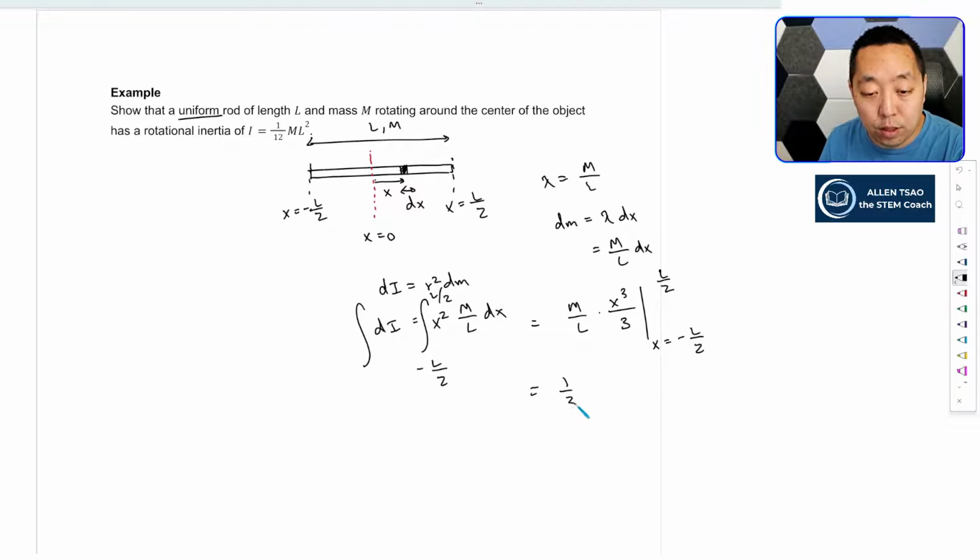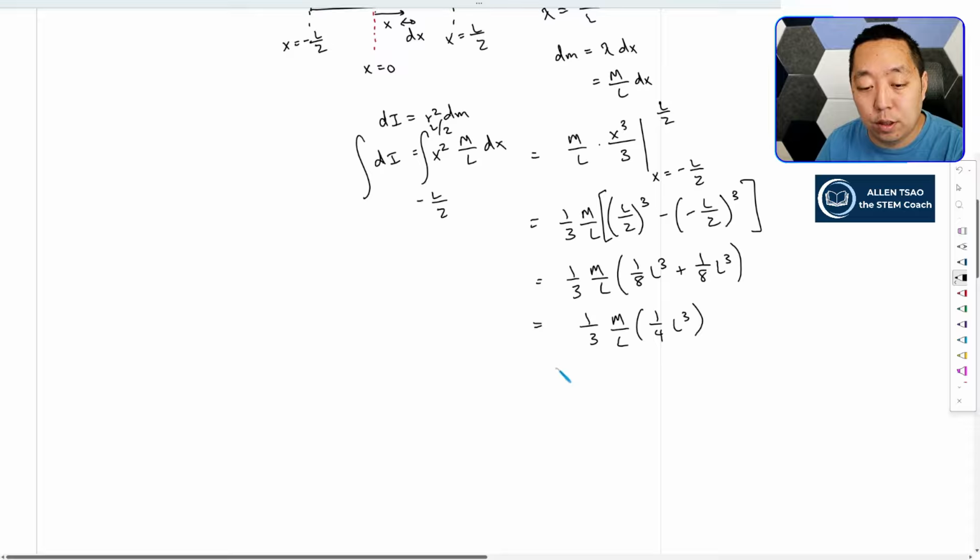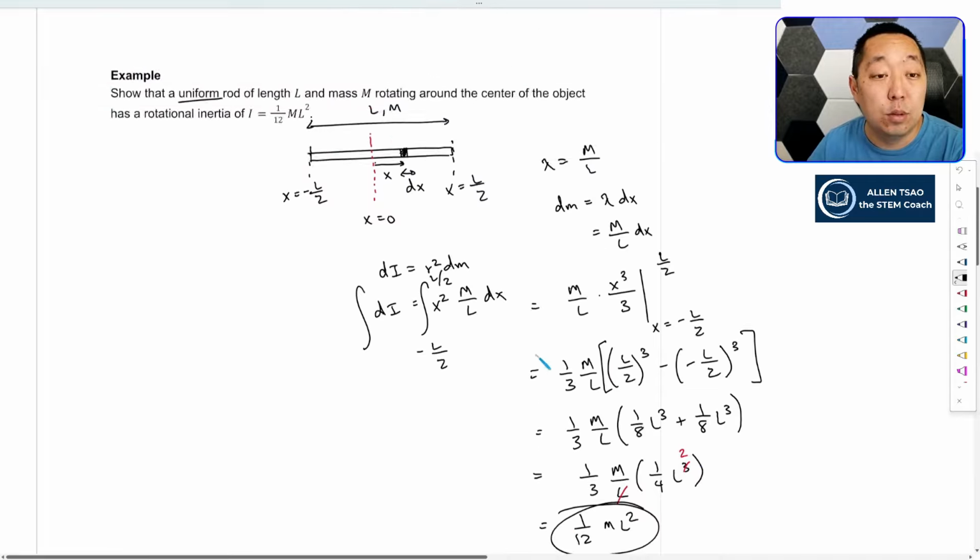So this is 1/3 m over L, and it's L over 2 cubed minus negative L over 2 cubed. This is 1/8 L cubed minus a negative; this second term is negative L cubed over 8. So it's plus, because when you cube a negative number, it's still negative. 1/8 plus 1/8 is 1/4 L cubed. Then we can cancel: the 1/3 and the 1/4 make 1/12. We cancel one of the L's, and we're still left with L squared. So it's 1/12 mL squared, and that's how you derive it.